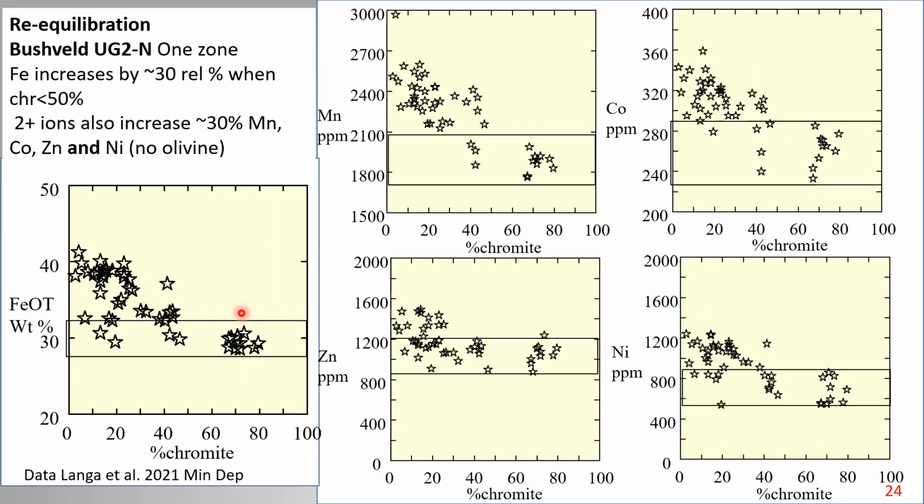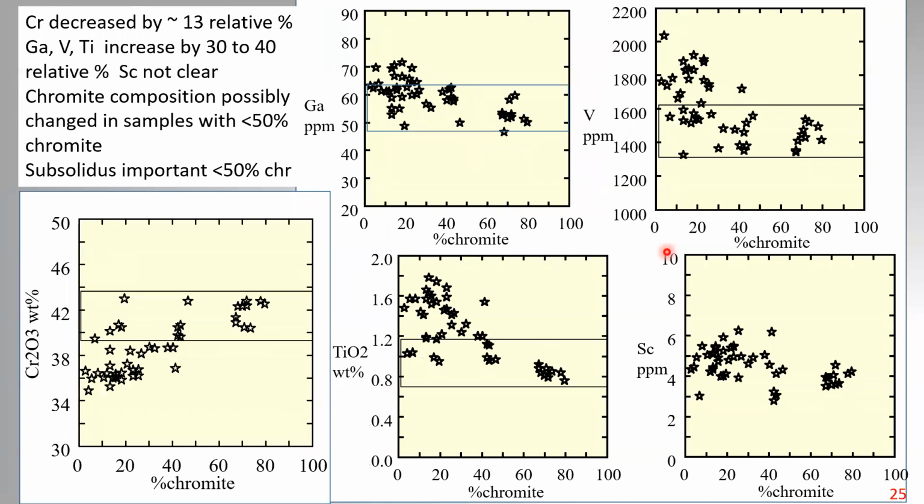Fortunately for us, Langer has done this at the UG2 North in the Bushveld. And here he's got % chromite, in his case modal, versus the concentration of each element. And you can see that iron up to about 40% chromite doesn't change very much, but then it starts to go up very steeply as the amount of chromite in the rock goes down. And the same thing happens for manganese, cobalt, zinc, nickel. So we're not too surprised. We know +2 ions re-equilibrate. Sadly, so do the +3.